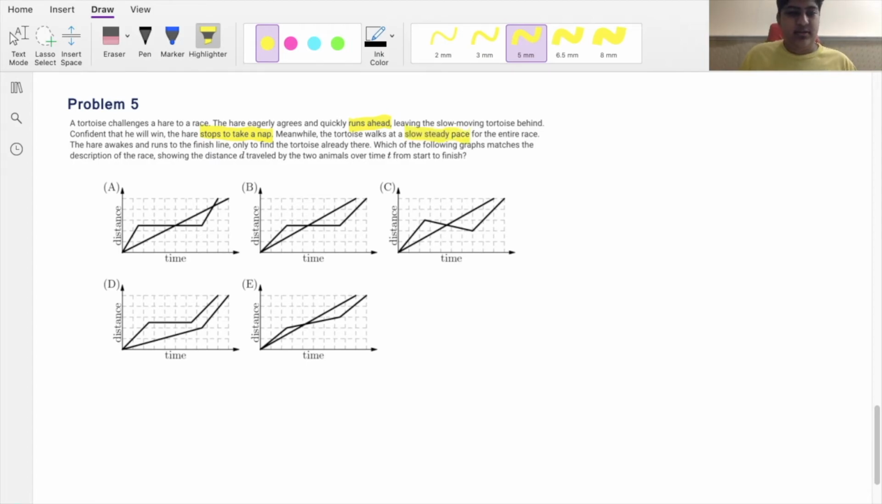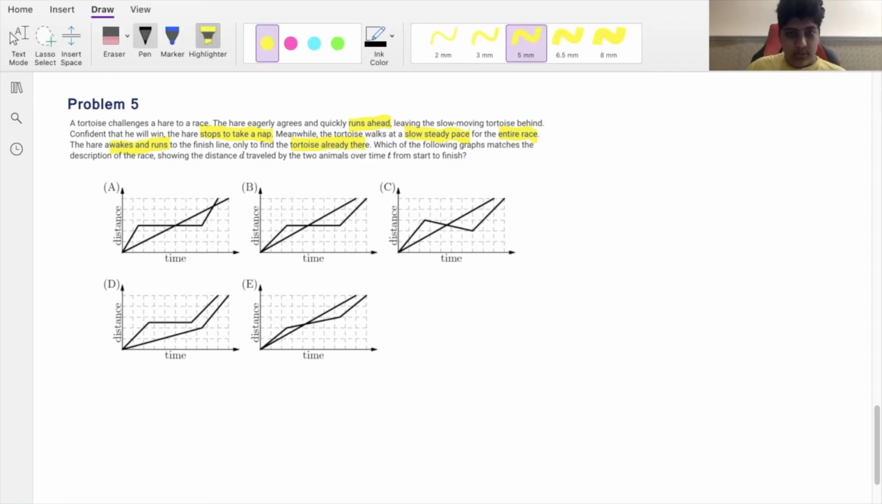That's also important. The hare awakes and runs to the finish line, so we know he awakes and runs, which means he stops napping and starts moving again, only to find the tortoise already there. So, if the tortoise is already there, that means the tortoise beat the hare. So, which of the following graphs matches the description of the race, showing the distance traveled by the two animals over time from start to finish?